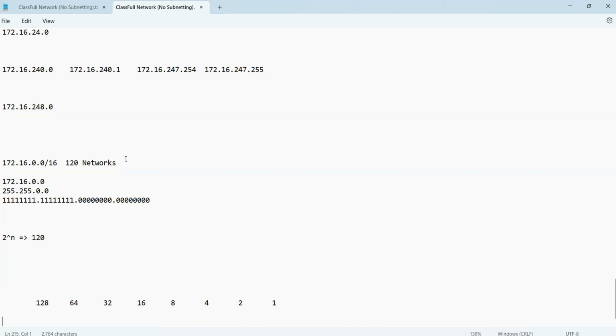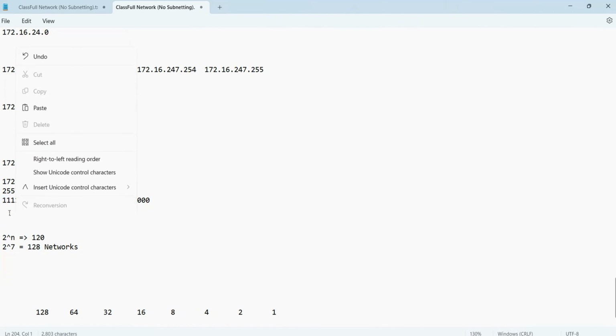All right. Okay. If I borrow one, remember, I have to borrow from the third octet first. I cannot mess around with the first two. It's a class B. If I borrow 6 bits, 2 to the 6 is 64. 2 to the 7 is 128. So I borrow 7 bits. 2 to the power 7 equals 128 networks. Right. So I borrowed 7 bits. So these stay over here. So let me paste these here.